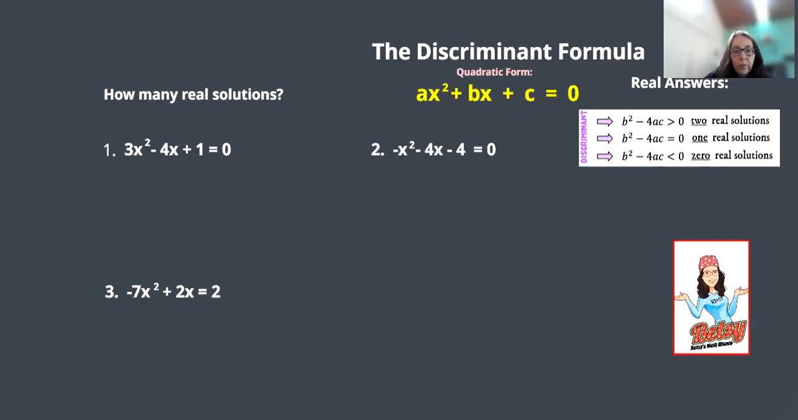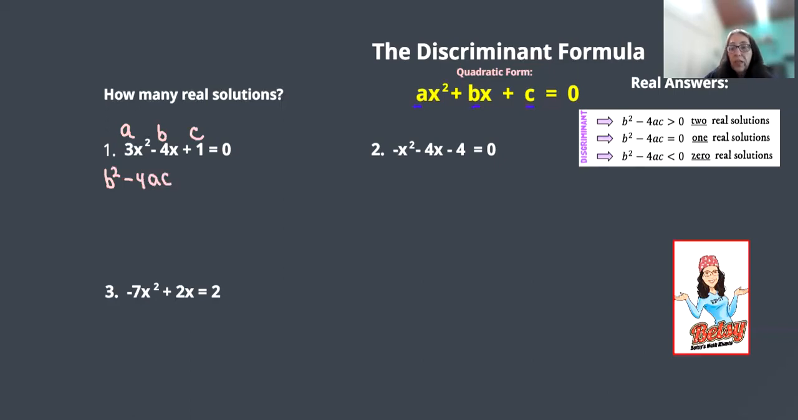Number 1. First of all, we need to look at A, B, and C. The number in front of the x squared is your A. So A here is 3. The number in front of your x is your B. So B is negative 4. And the constant, the number without a variable, is your C. So we're just going to look at B squared minus 4AC.